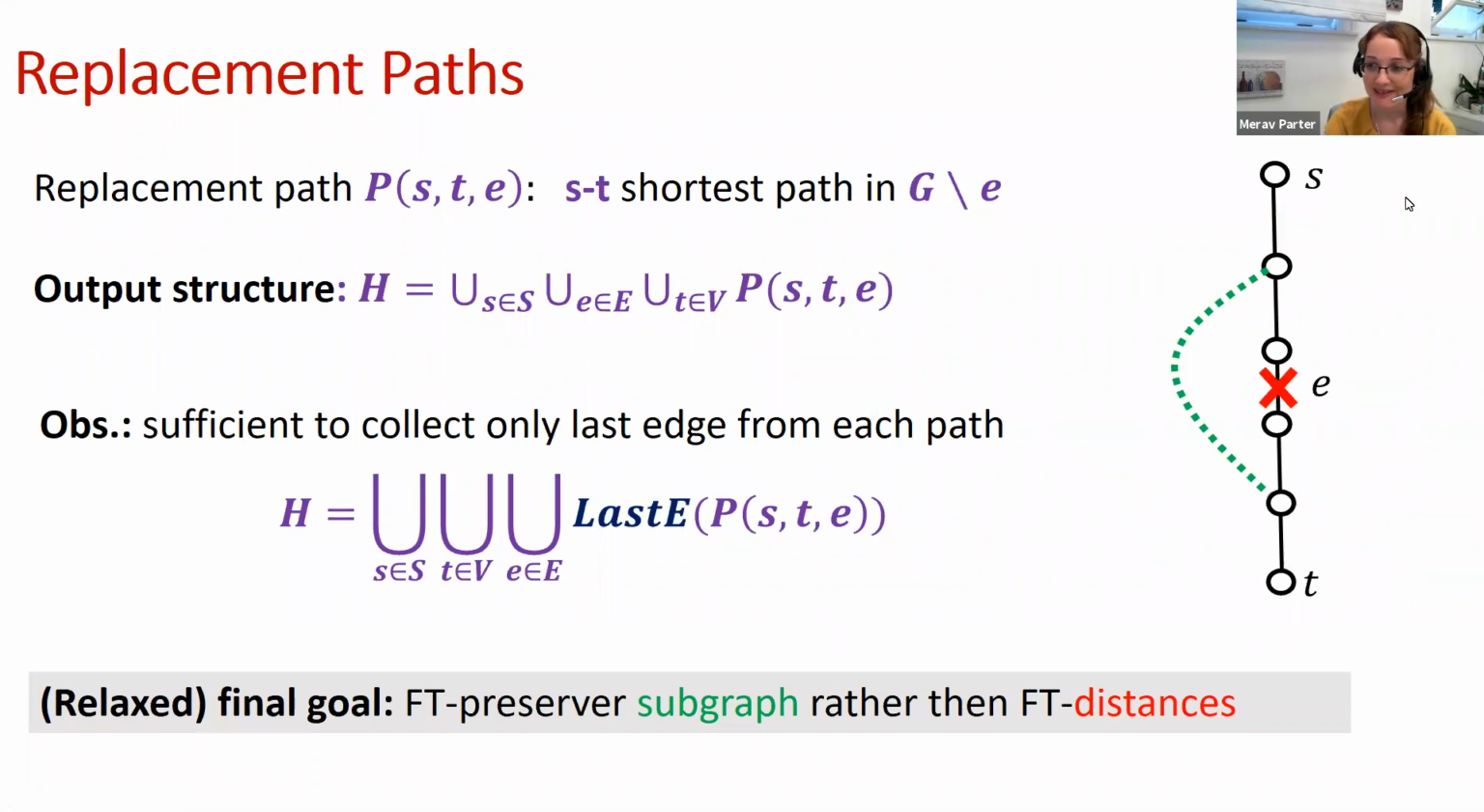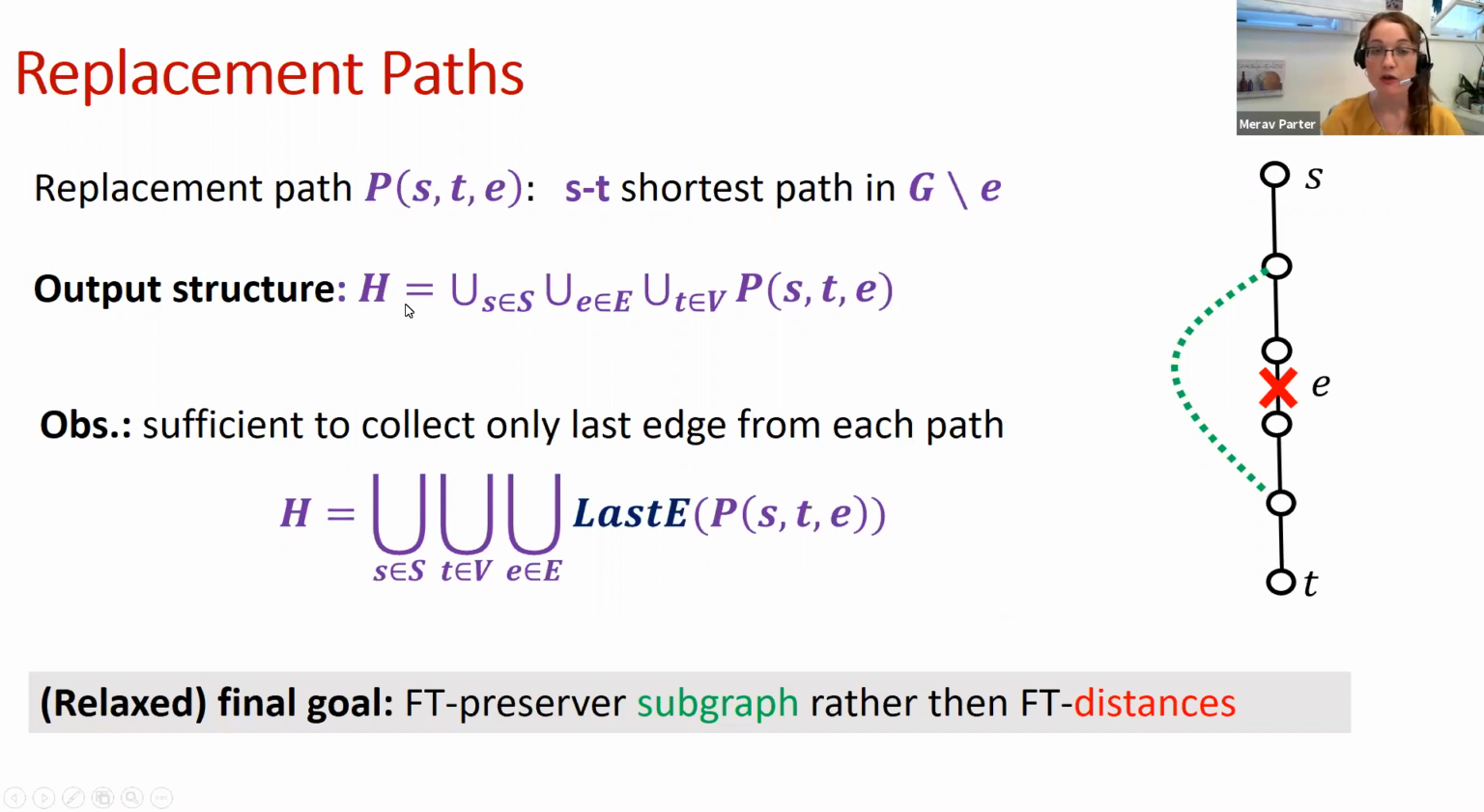And to get an understanding of this improvement, we need to actually look at the most useful and basic concept in the fault-tolerant distance preserving setting. And this is the notion of replacement path. A replacement path is kind of the analog of shortest path in the faulty setting, and it has three parameters: the source S, the target T, and the failing edge E. So this is the shortest path between S and T in G minus E.